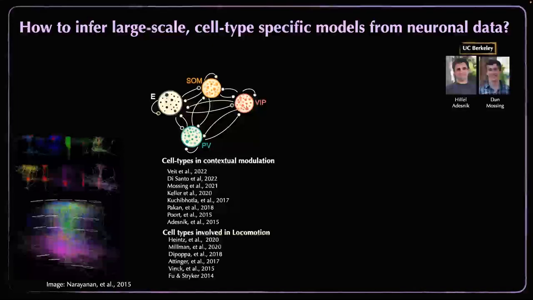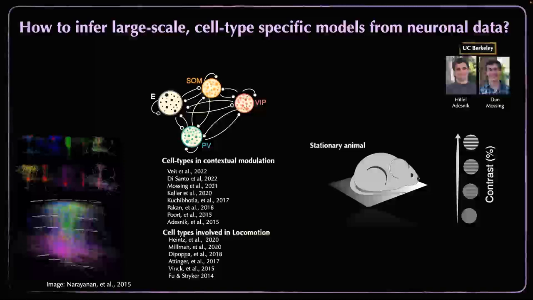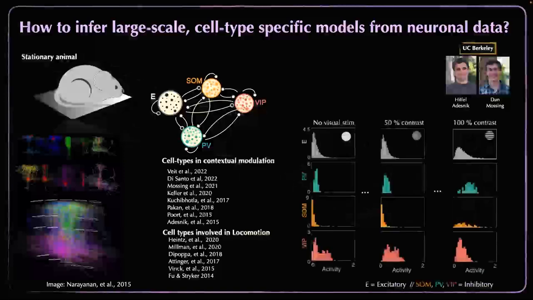So the data, which is calcium imaging data, was collected by Dan Mosig in Hillel Adesnik's lab. We have a mouse running on a treadmill. It can run, it doesn't need to. The visual stimuli the animal is seeing are drifting gratings of different contrast values, simple stimuli that we know how to parameterize quite well. In this first part, I am going to be looking at data when the animal is stationary, not moving at all. These are the distributions of activity of each of the cell types that I introduced before as a function of the stimulus contrast.